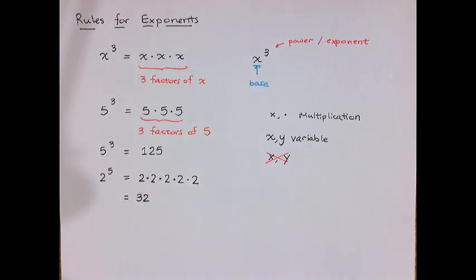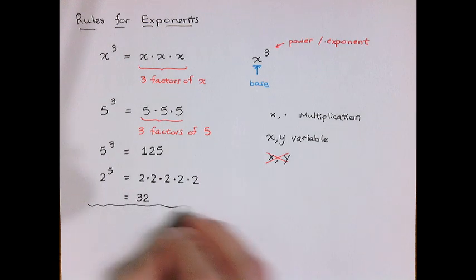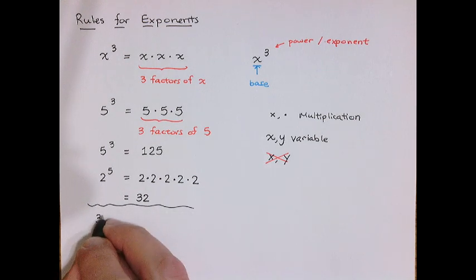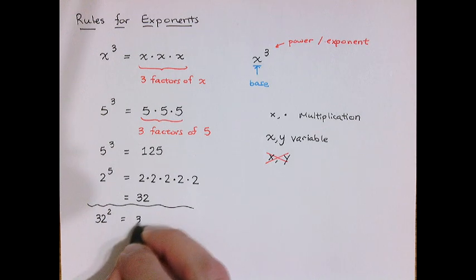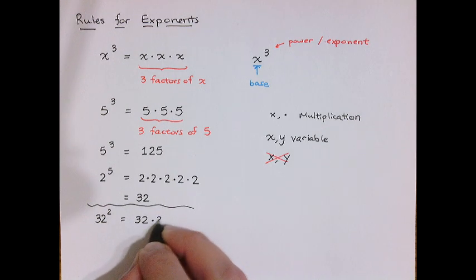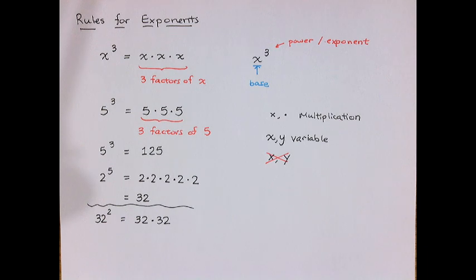Now, if you think that's a cool number, what if you do something like 32 squared? Now, most people are familiar with squaring stuff. That means you just multiply it times itself, or you have 2 factors of that base. And 32 times 32 is one of the coolest numbers, which is 1024.